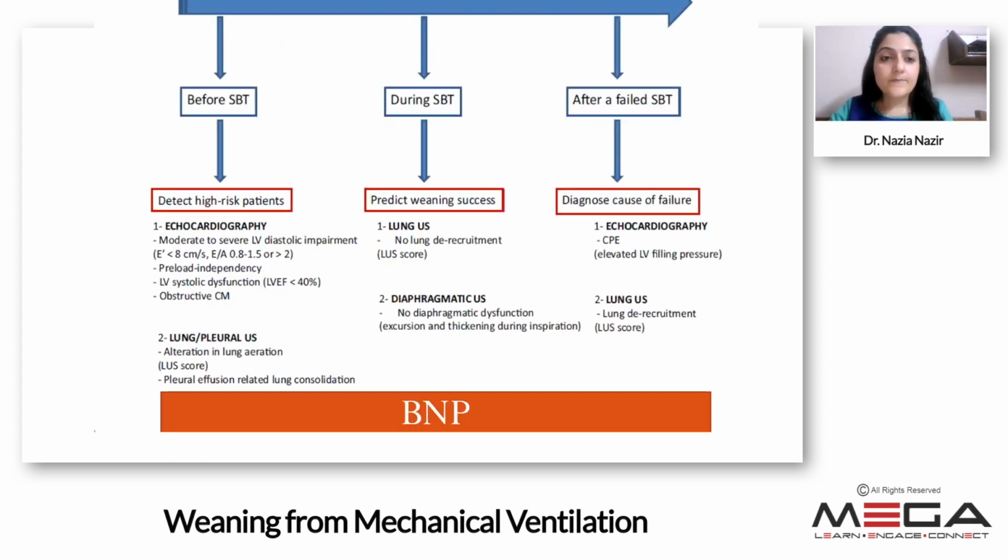So during weaning, before giving a spontaneous breathing trial in high-risk patients, you can go for echocardiography and do the lung ultrasound to see the aeration score. Then during the weaning, for predicting weaning success, again go for lung ultrasound and diaphragmatic excursion, and or diaphragmatic ultrasound to look for any diaphragmatic thickening or dysfunction. Then if there is a failed SBT, diagnose the cause with the help of echocardiography, and again go for lung ultrasound to see the lung score.